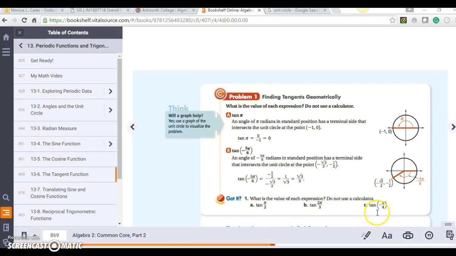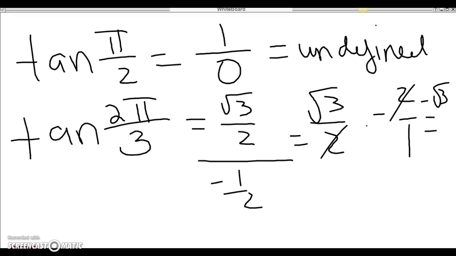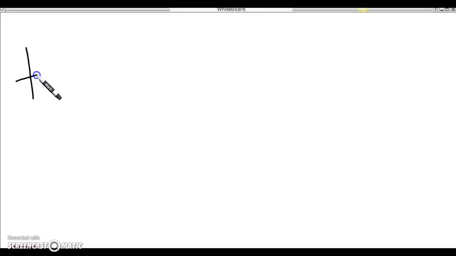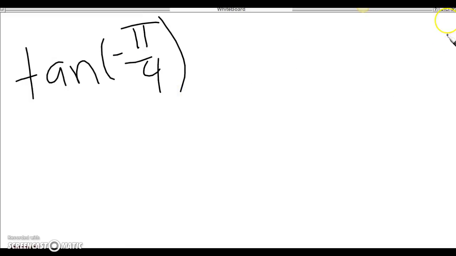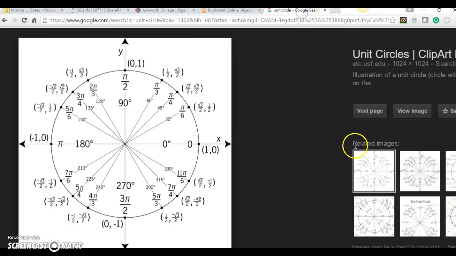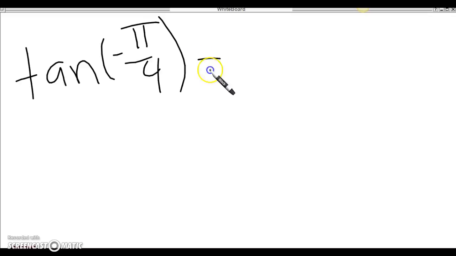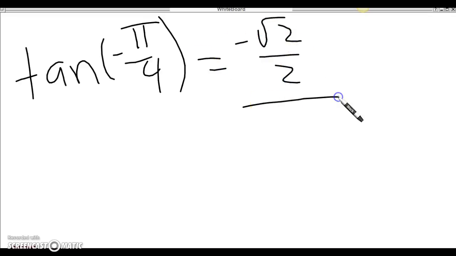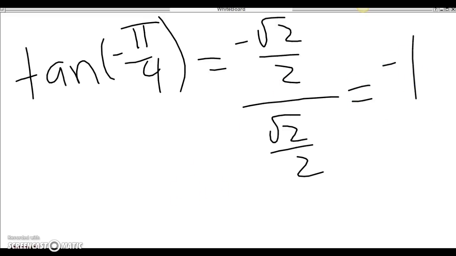All right, so the last one is tangent of -pi over 4. I'm going to have to erase because I'm running out of space here. So the tangent of negative pi over 4. And when I just have a negative, I'm flipping it. So pi over 4 is right here. So that means this is the point that I'm looking at, 7 pi over 4. And so I have square root 2 over 2 and negative square root 2 over 2. So I get negative square root 2 over 2 divided by square root 2 over 2. And we know that that's just plain negative 1. I hope this helps.